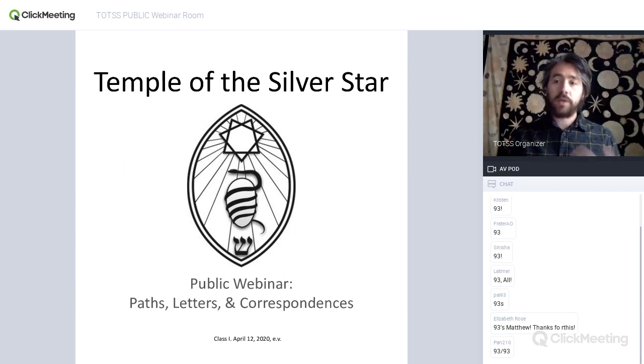In talking about correspondences, the Hebrew alphabet is going to be our anchor point, the 22 Hebrew letters. That's the place where we're going to branch off into all the other correspondences. We'll talk a little bit about why we use the Hebrew letters rather than another alphabet or some other system, and a little bit of how the basic correspondences came to be associated with the Hebrew alphabet.